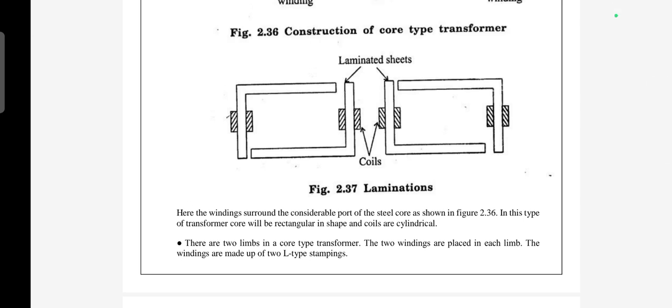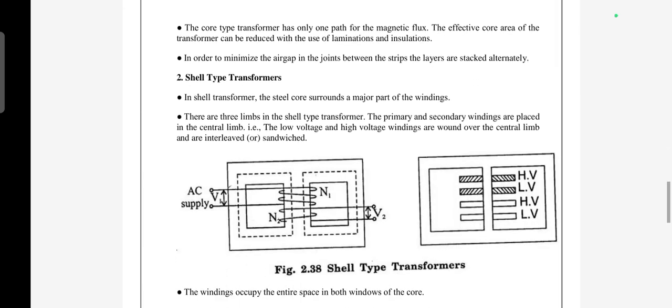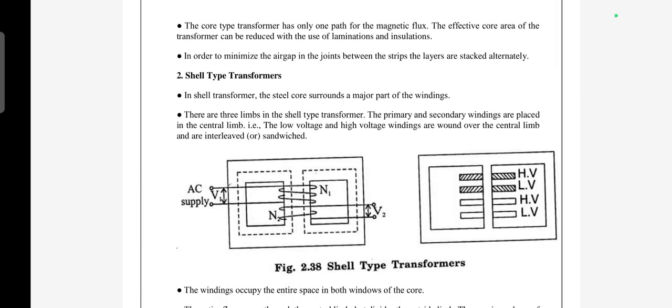Here the windings are surrounded by the steel core, which is rectangular in shape, and the coils are cylindrical. There are two limbs in the core type transformer, holding the windings in each of the limbs, and the core is made up of two L-type stampings. The core type transformer has only one path for the magnetic flux. The effective core area of the transformer can also be reduced by the use of laminations or insulations. In order to minimize the air gap, the joints between the strips of the layers are alternated in a stack.